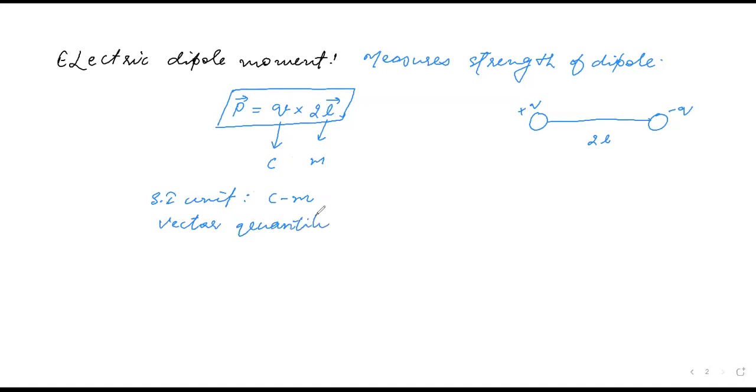It is a vector quantity, and the direction of the dipole will always be from the negative charge to the positive charge. In this diagram, if you want to draw the direction of the dipole, then it will be from minus Q to the plus Q charge. It will be the direction of the dipole. Are you clear?